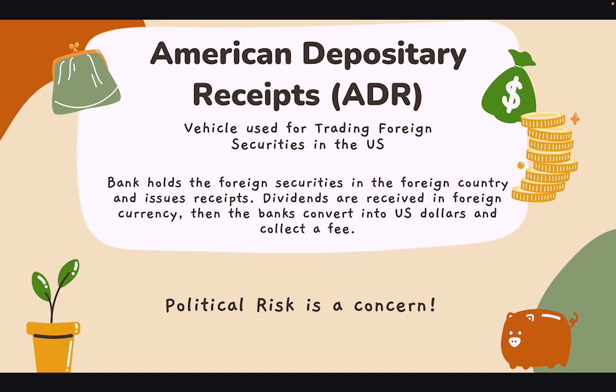Okay? So you purchase something from another country. So the bank in the foreign country gets the money in that native currency. They hold that native currency. They hold the foreign security in the country. They issue you in the United States the receipt. The dividends are then received from the company in the foreign country, in the foreign currency. And the bank converts it into US dollars, and the bank collects a fee.